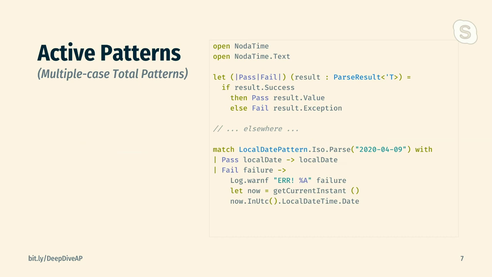So moving on, the next kind, that was single case total patterns, this is going up one level. Now we have multi-case total patterns. And this one is all about bucketing. Each one of those values in between those pipes, that's a bucket. And what you're saying with a multi-case pattern is, whatever input data you're giving me, I want to carve it into one of n buckets. Maybe it's two buckets, maybe it's three buckets.